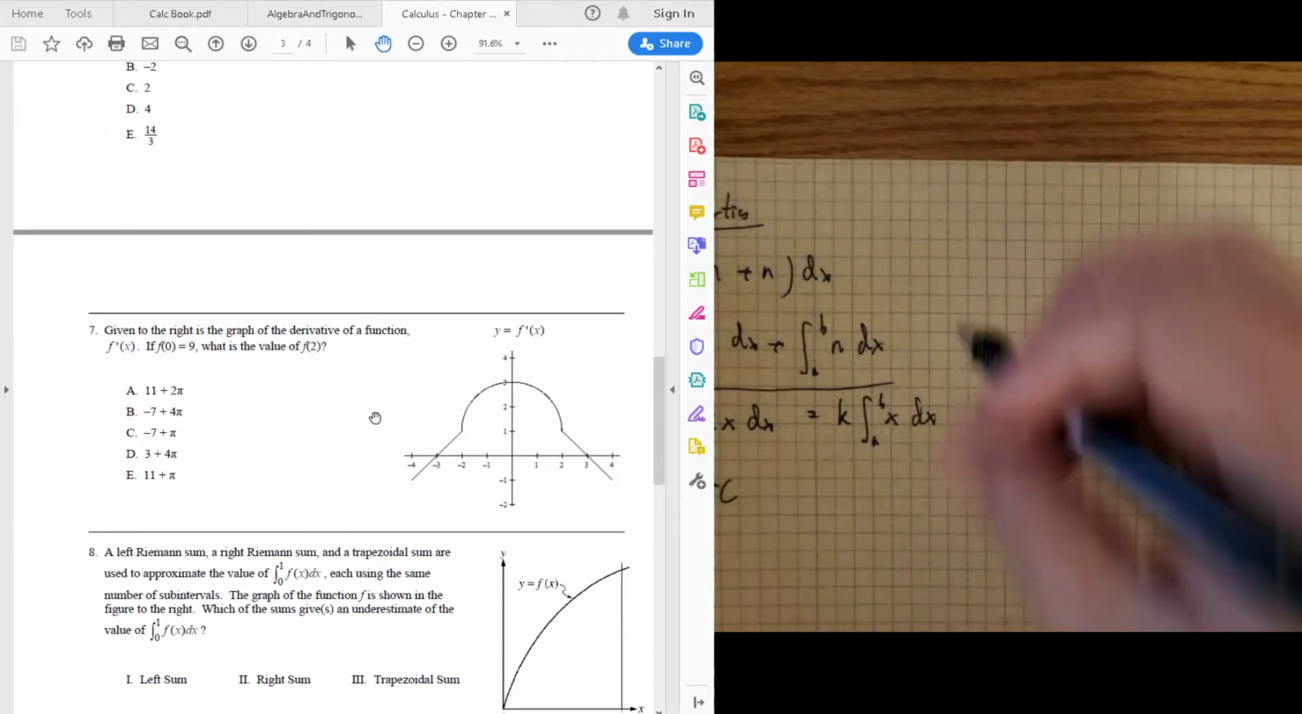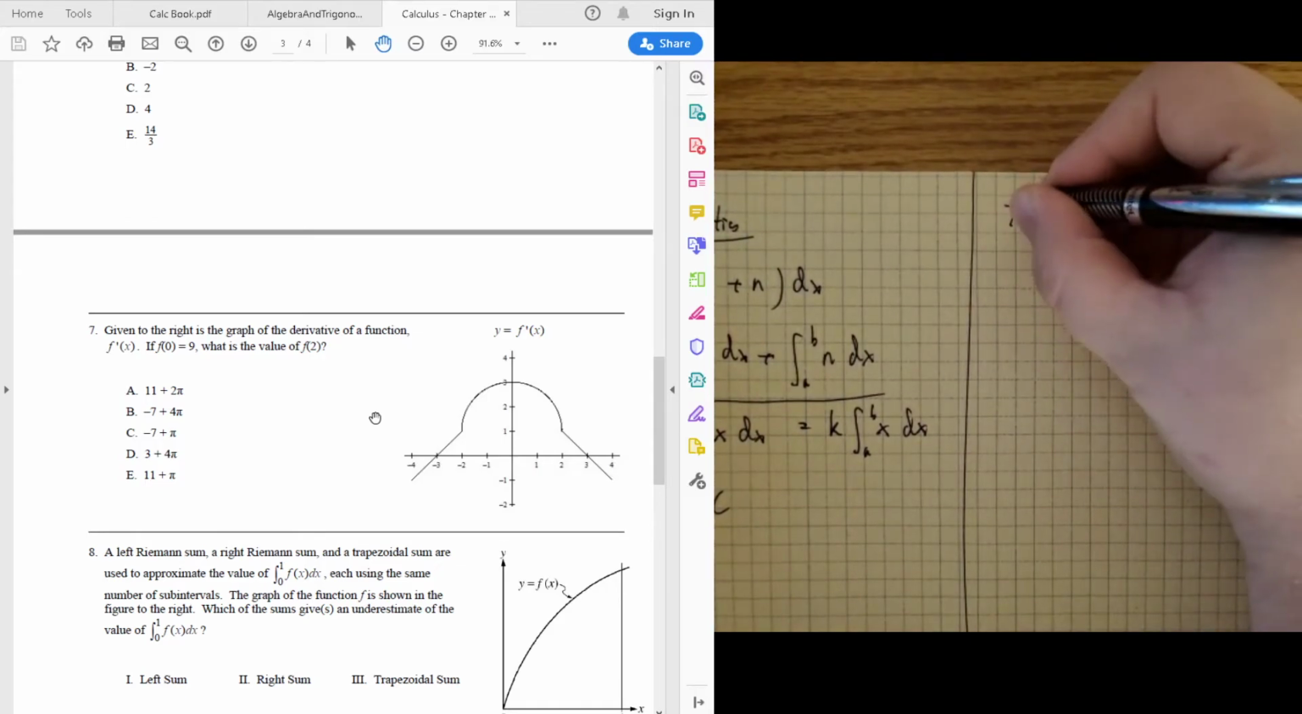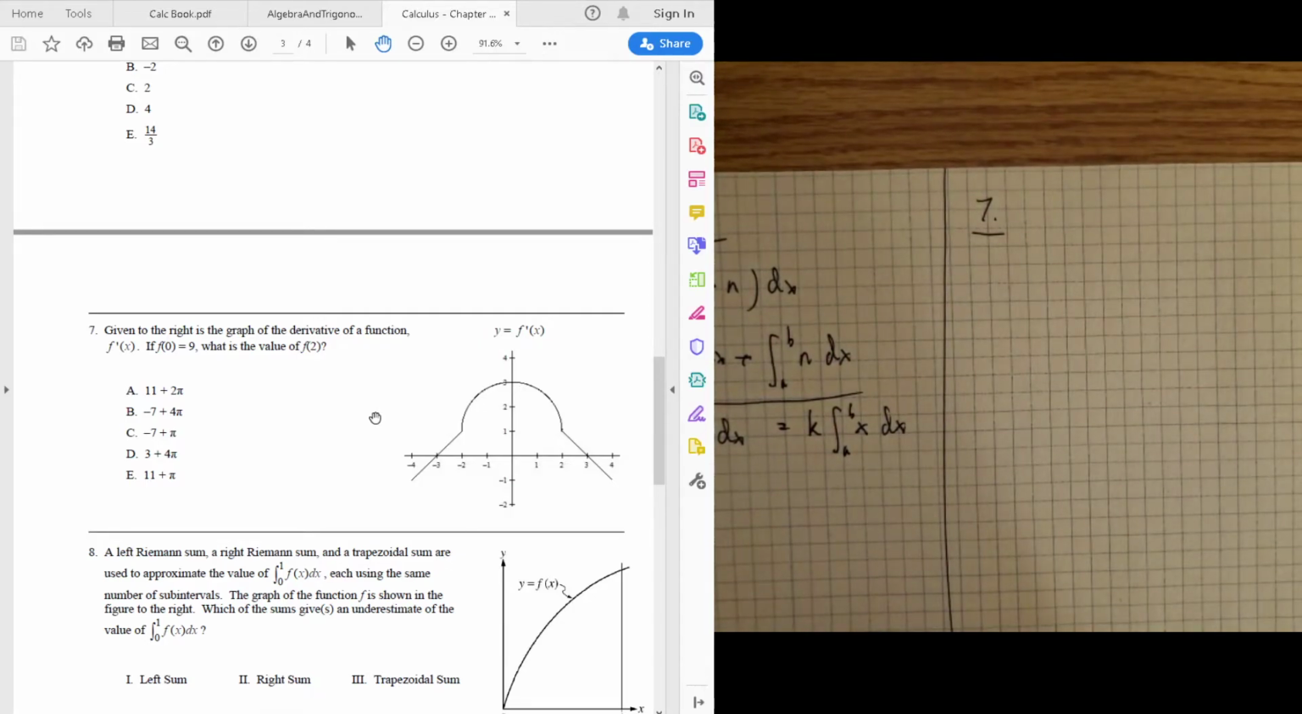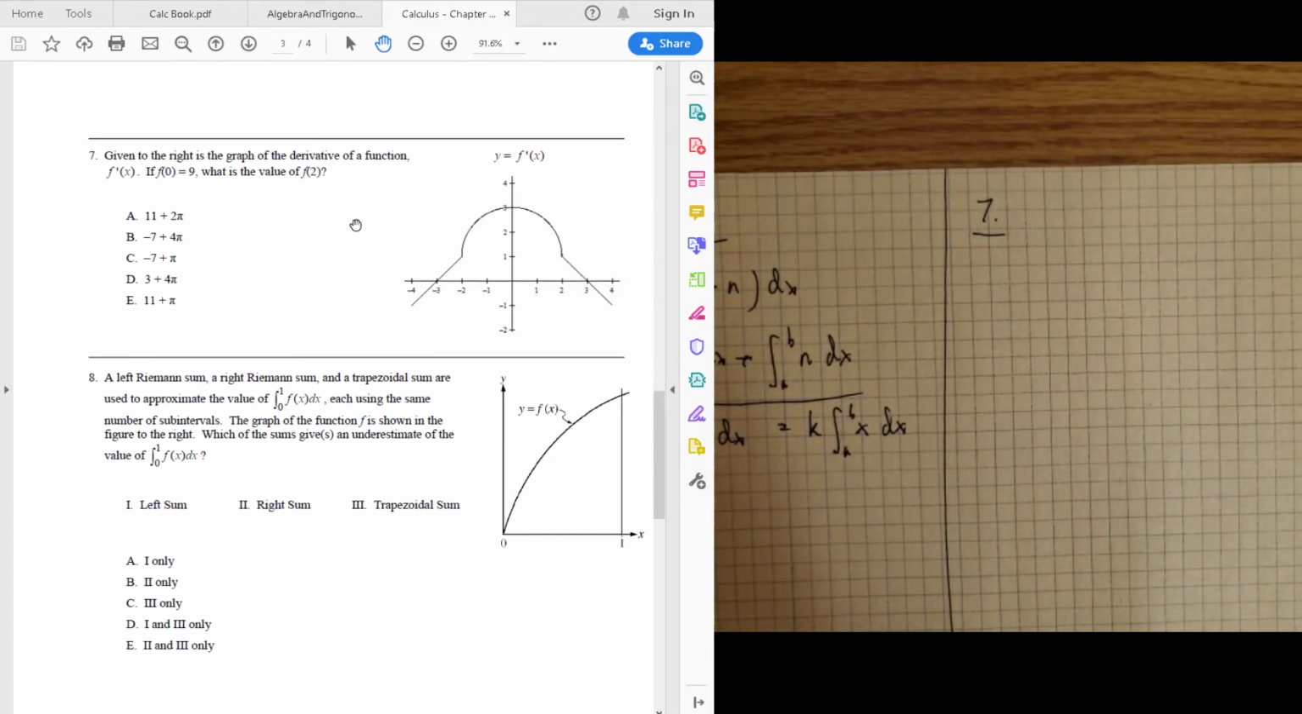Okay, number 7. The graph to the right is a graph of the derivative of the function. If f of 0 equals 0, what's the value of f of 2? So, when it asks you for the value of f of 2, we've been given an initial value. We can actually find the area. Remember, the area is going to be the f function. And we can use that to determine what the actual area of this space is. So, number 7, fun one. Just going to make sure to find the area.